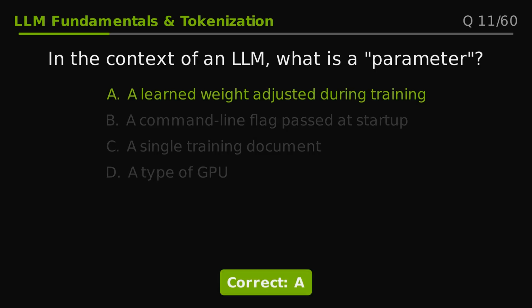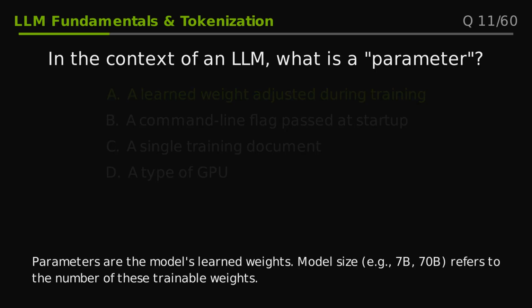The correct answer is A. Parameters are the model's learned weights. Model size, for example 70B, refers to the number of these trainable weights.